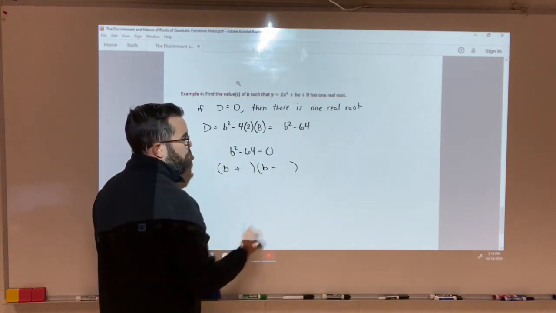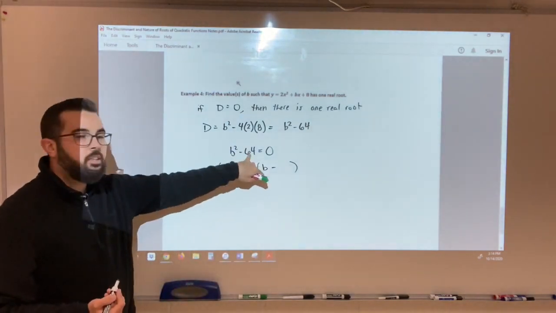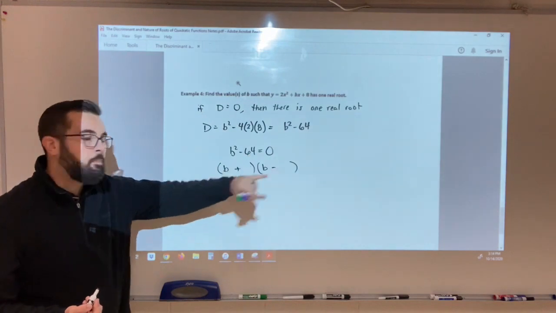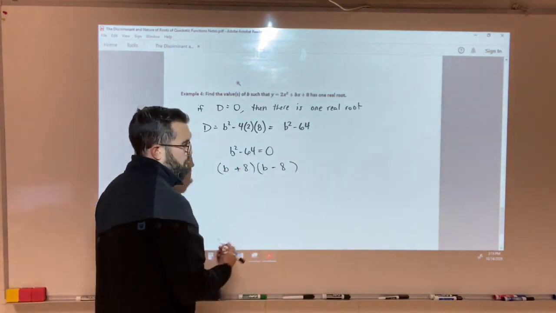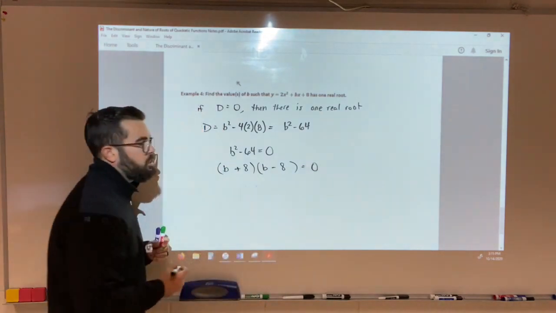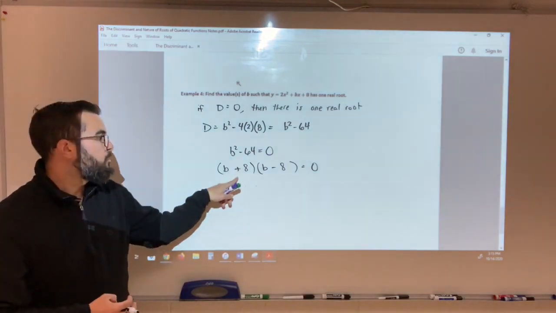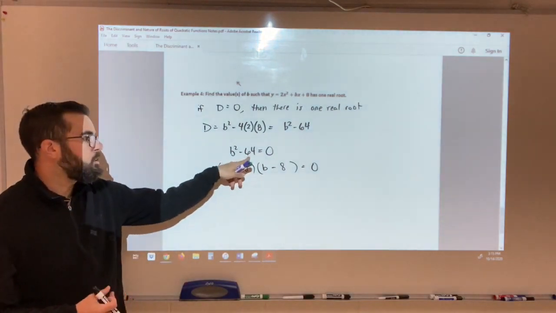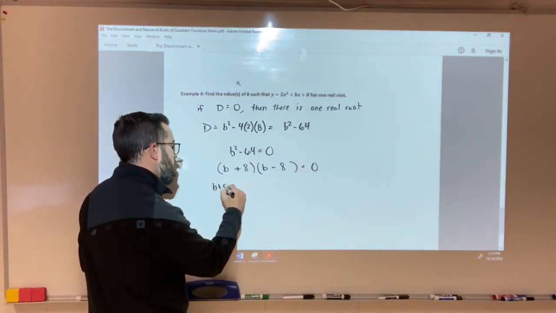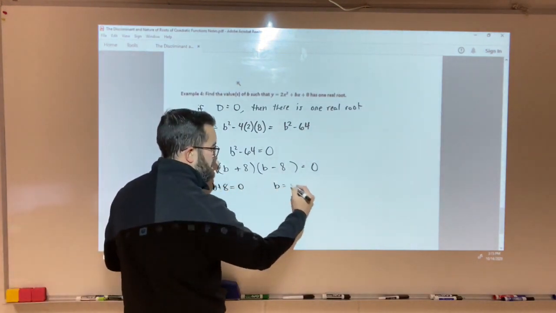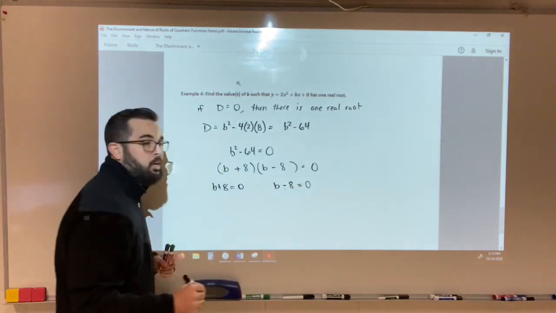One factor is going to be plus, the other factor minus. Then the square root of the second term is going to go in both sets of parentheses. So the square root of 64 is 8. So it goes there. Now this is equal to 0. So this is the factored form of b squared minus 64. Now you use the zero product property to set each factor equal to 0. And then solve for b.